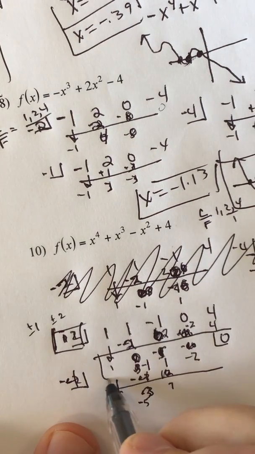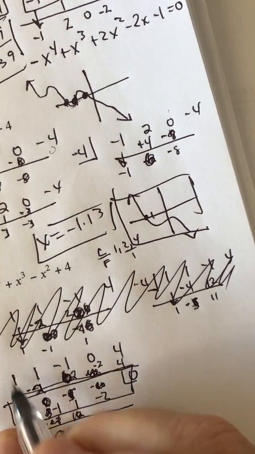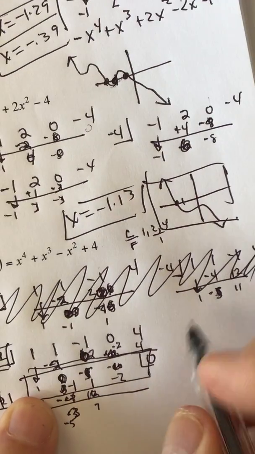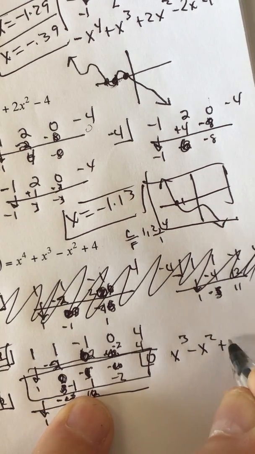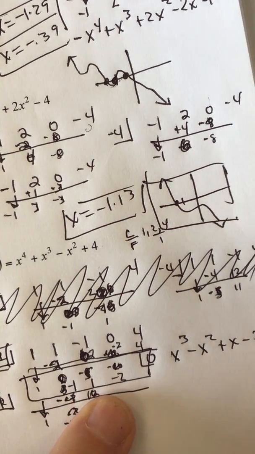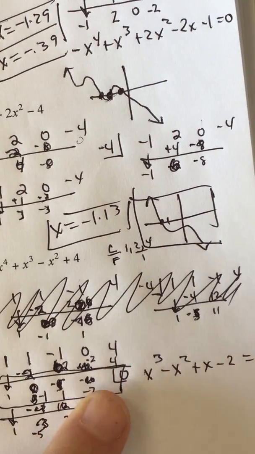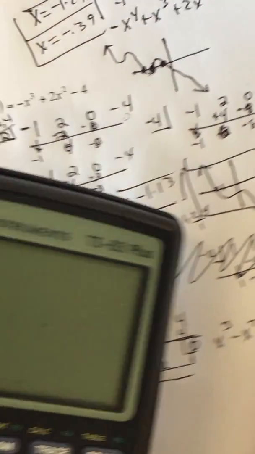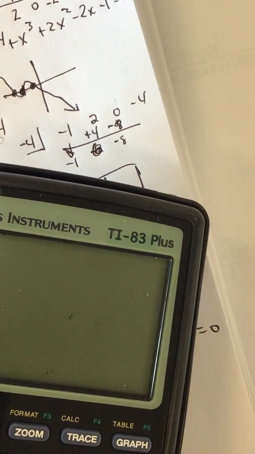Okay, so right here's where we were at the -2. That leaves, we started out as a fourth power. That means we've got x to the third minus x to the second plus x minus 2. Now, the smaller the power you get, the easier it is for your calculator to deal with and show you something. So I'm going to put that now in the calculator.